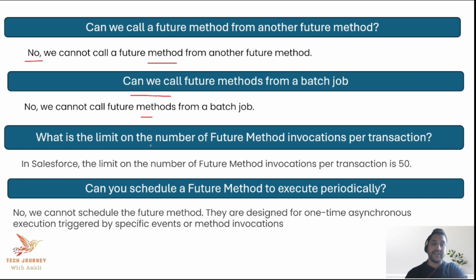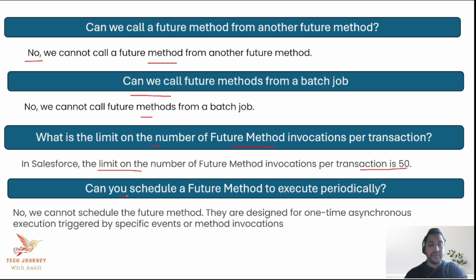Next one here is, what is the limit on the number of future method invocations per transaction? Just now I was talking about it: the limit of future methods that you can invoke per transaction is 50. And because of this limit only, Salesforce does not allow you to invoke future methods from batch Apex.